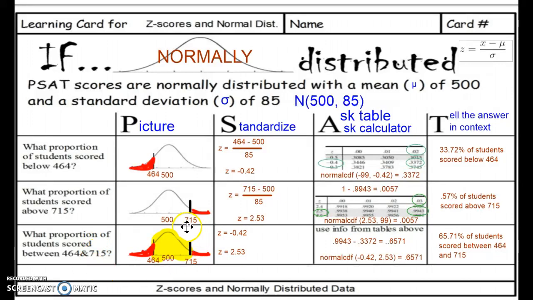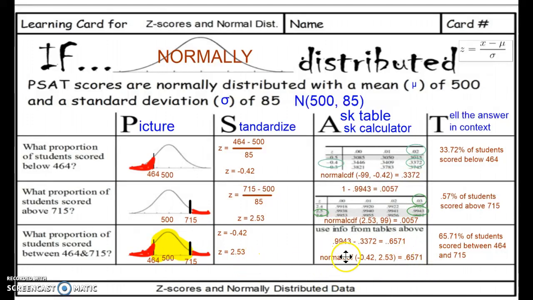So if I draw a picture here, I already had the red shaded on the outside, but what I want is this shaded area in the middle, this yellow area. That's between 464 and 715. Well, I've already found both of those z-scores. So what I can do is go to my calculator and use normal CDF and go from my lower z-score, which is negative 0.42, to my upper z-score, which is 2.53. Normal CDF from negative 0.42 to 2.53 gives me an area of 0.6571 or 65.71%.